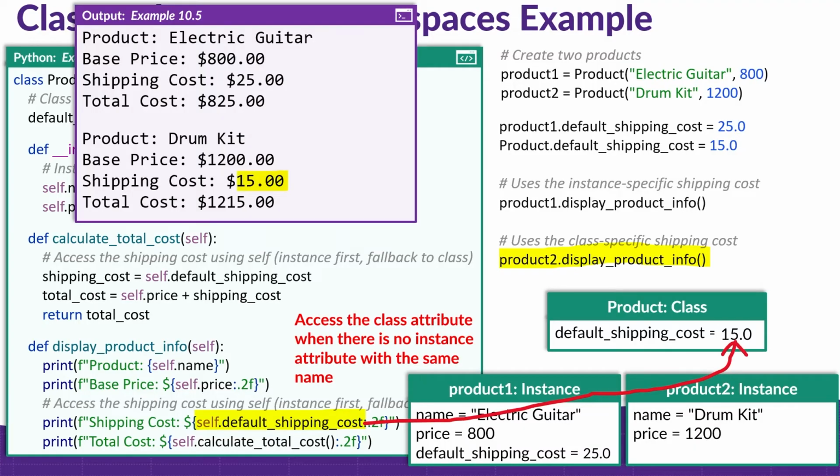This can be quite useful because it means that we could have certain instances set to the default class attribute value, 15 in this case, and we could manually adjust some by adding an instance attribute like we did for the electric guitar, product 1.